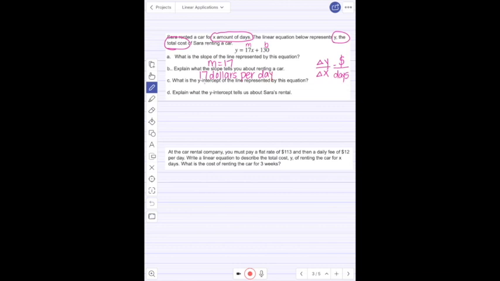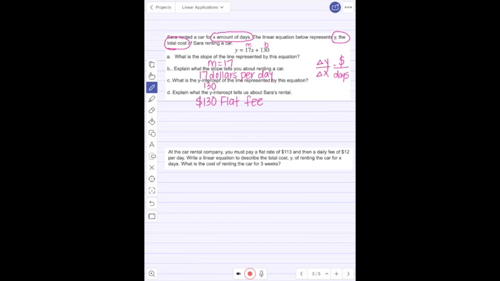Now, what is the y-intercept? Well, the y-intercept is 130. The y-intercept in the real world is the initial amount. So she's going to have to pay $130 up front. That is her flat fee, that one-time fee that she's going to have to pay in order to rent that vehicle. So she's going to pay $130 up front, and then she's going to pay $17 per day. And then depending on how many days she rents it, X is how much she's going to pay total, which is Y.